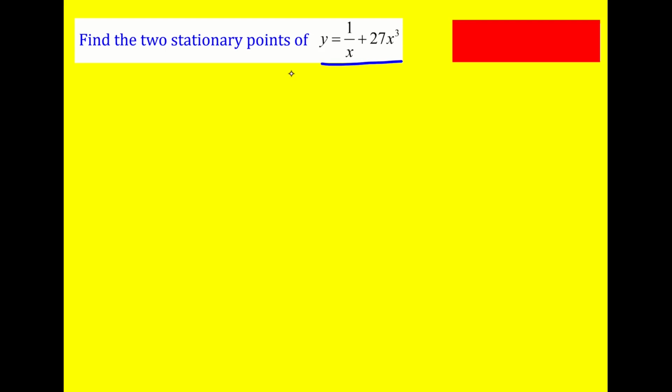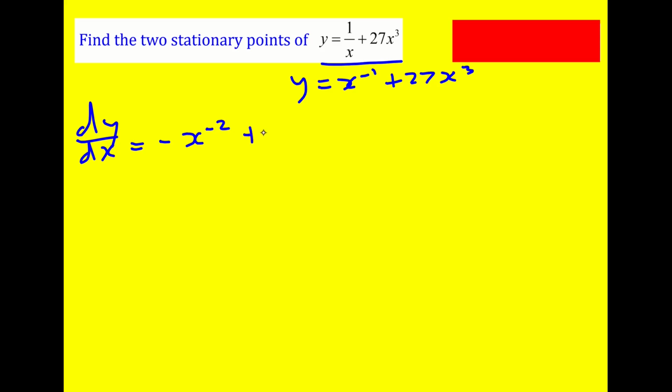Well, hopefully okay, because we know how to differentiate things like 1 over x. First of all, write it as x to the minus 1. And then it's the same process. dy by dx is bring the power down, minus 1, we can just write that as minus, lower the power, and then this one, 3 times 27 is 81. Okay, not looking that nice, but hey, let's just roll with it. That's going to equal 0 for stationary points.